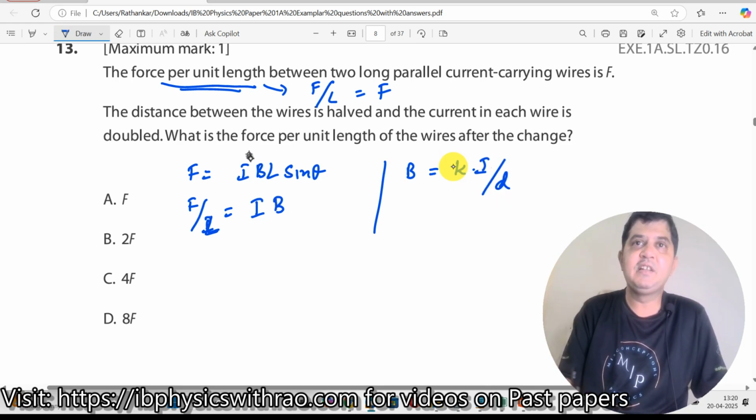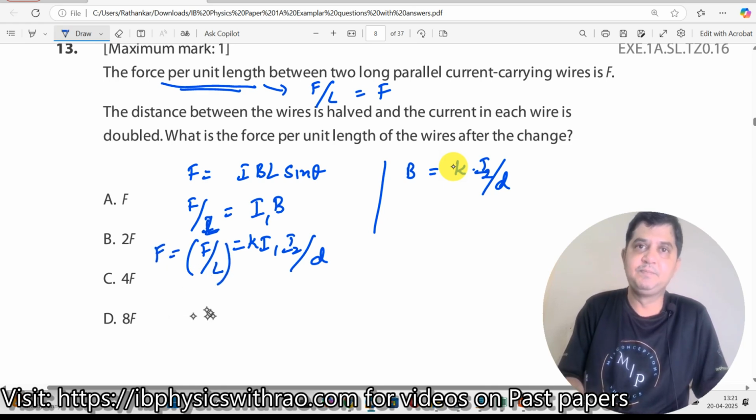Now this is the first one. Let me call the currents I1 and I2. So I write this as K I1 I2 divided by d. So I got an expression for force per unit length. Let me call this small f, so there is no confusion.